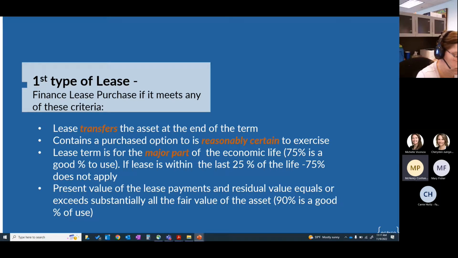So the first one is if the lease transfers the asset at the end of the term, then it's a finance purchase. So if in the agreement it says that that copier, when you are done with the lease, the ownership automatically reverts to you, then it would fall under this type of lease. If it contains a purchase option that you as an organization feel is reasonably certain that you are going to exercise, then it's going to be a finance purchase.